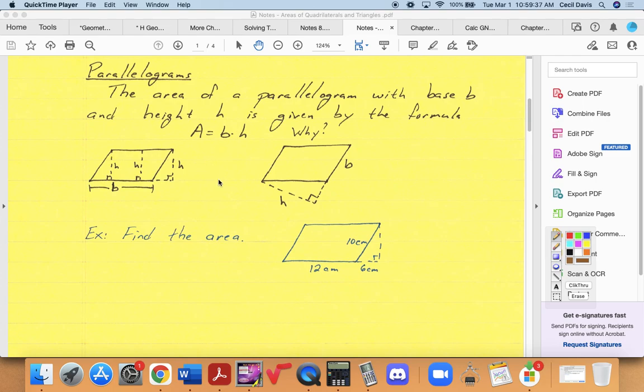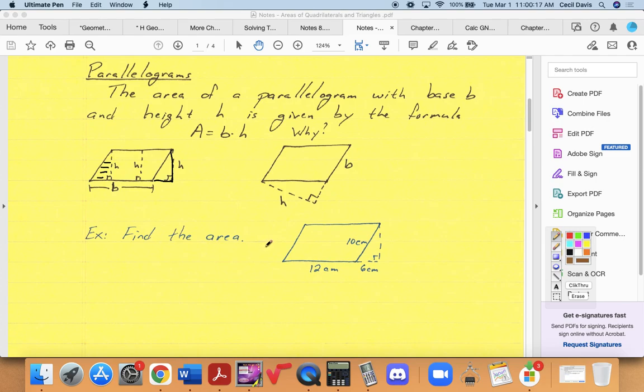All right. So the question is, well, why is it base times height? Well, think about this for just a second. In this picture, I showed that the height can be drawn anywhere as long as it's perpendicular to this base or an extension of this base, right? If I were to cut off this triangle and tape it over here, what is this now? A rectangle. What's the area of a rectangle? Base times height.